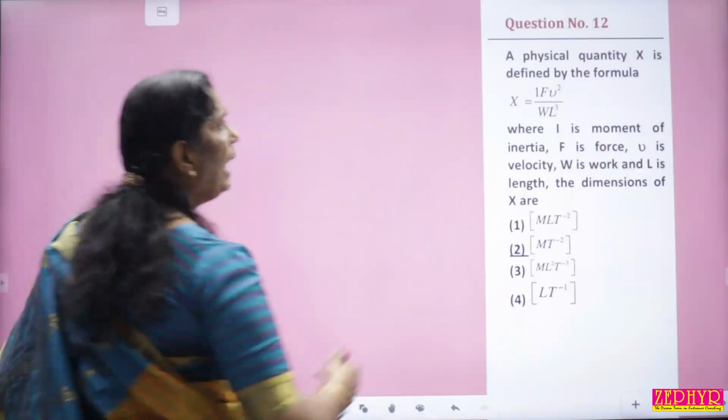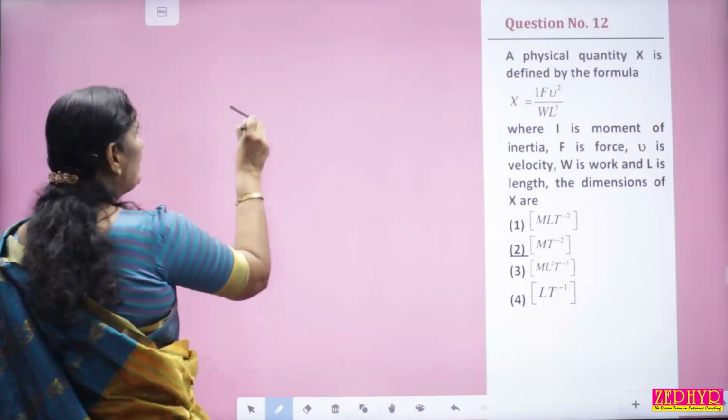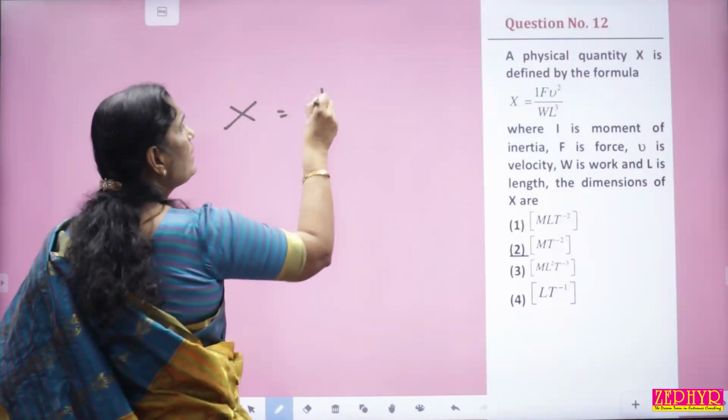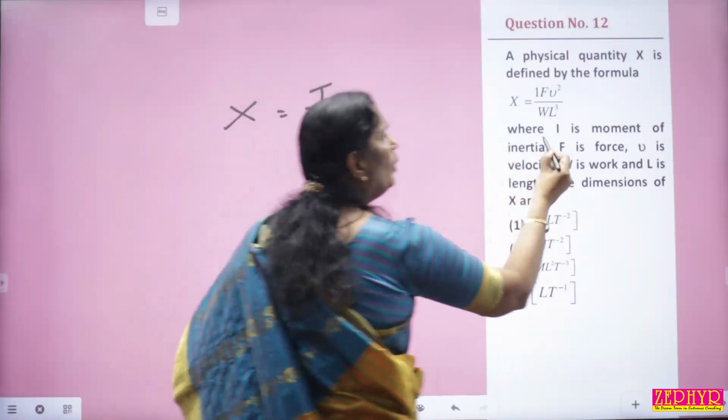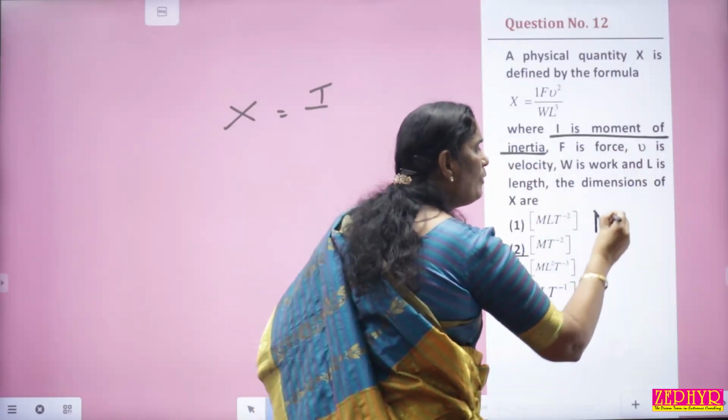Good. Yes. Again, next question. This is very simple only. The physical quantity x is defined as I. What is I stands for? Read the question. Moment of inertia. Moment of inertia. What is the formula for moment of inertia?